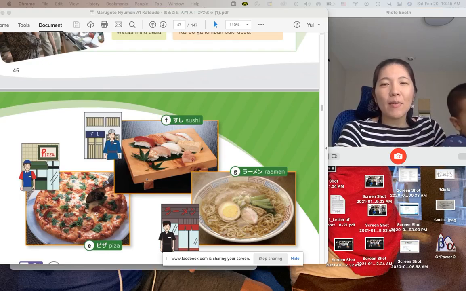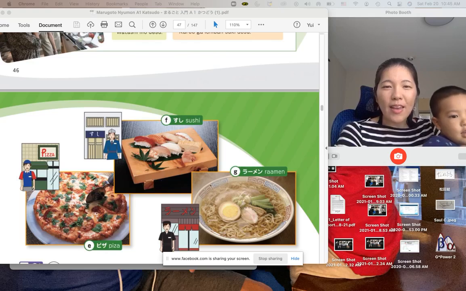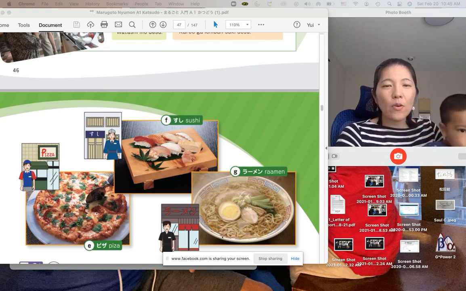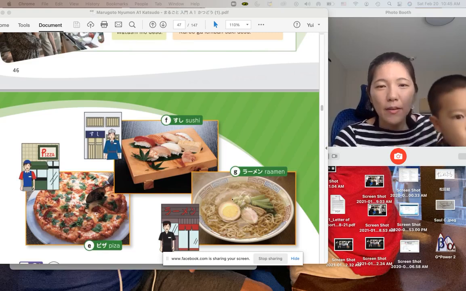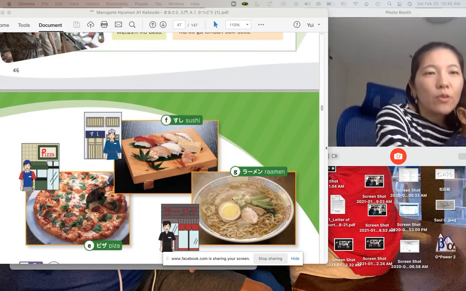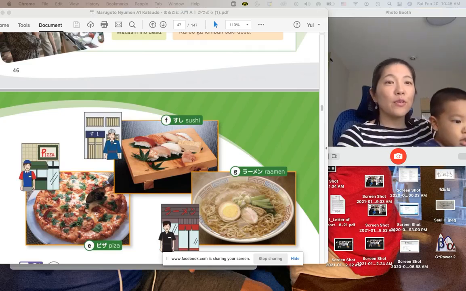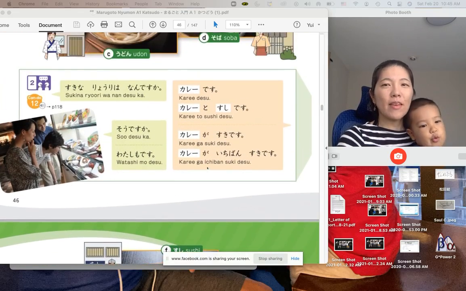Sushi を食べます. And then the last one, G, ラーメンを食べます. You can see 卵 inside, ゆで卵, maybe 煮卵. Okay, so those are the kinds of food. Of course, there are many other kinds, but this book introduces some of them.